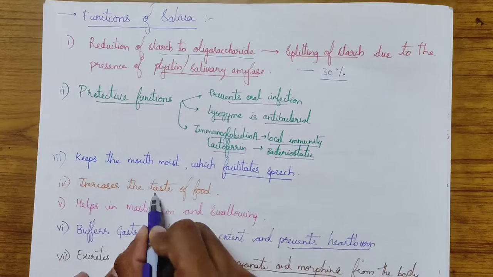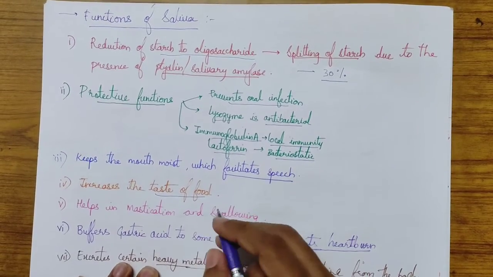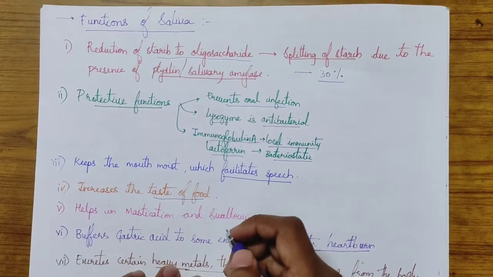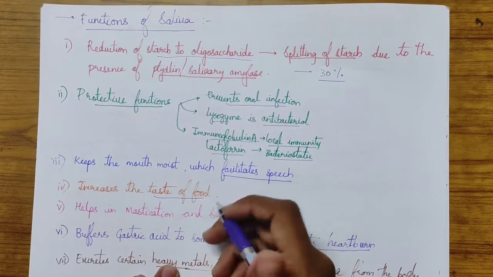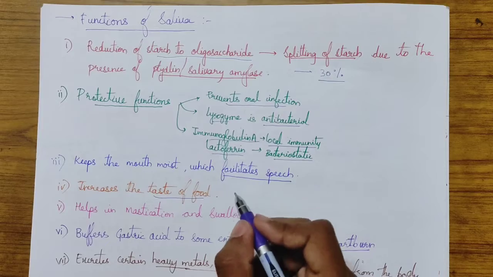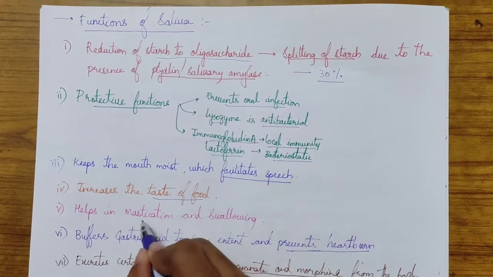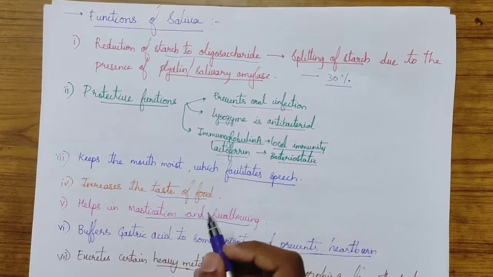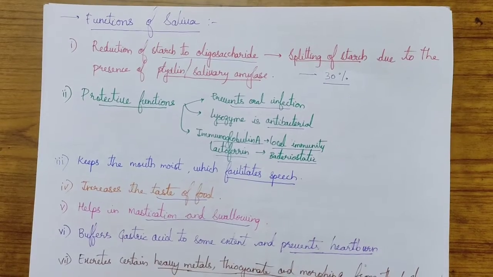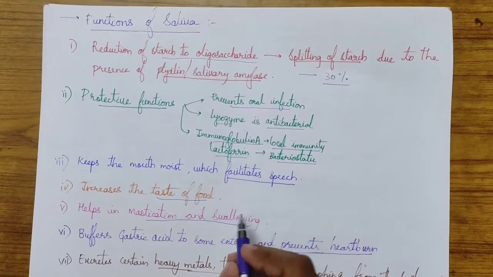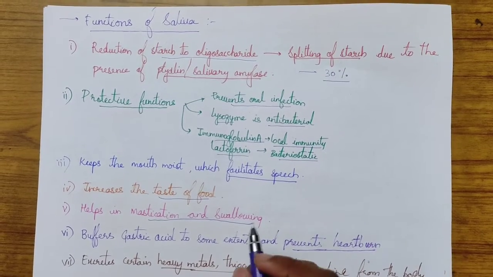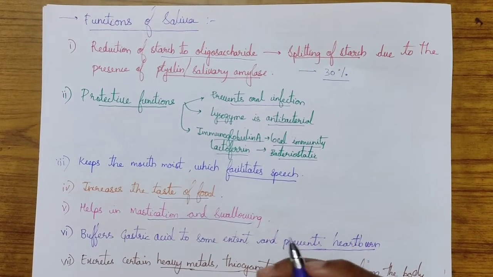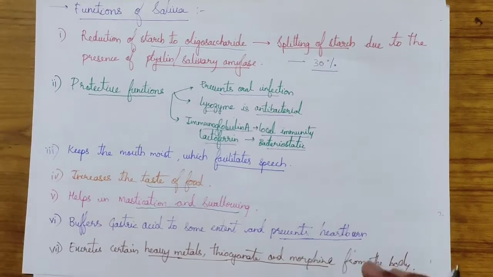It increases the taste of food. So the taste buds which are present on the tongue receive the taste sensation when the food is dissolved properly. It is helped by the function of the saliva. It helps in mastication and the swallowing process. Mastication is nothing but the chewing process. And without the dissolving of the food materials with the saliva, it will be difficult for the swallowing process. So dry foods are difficult to swallow.